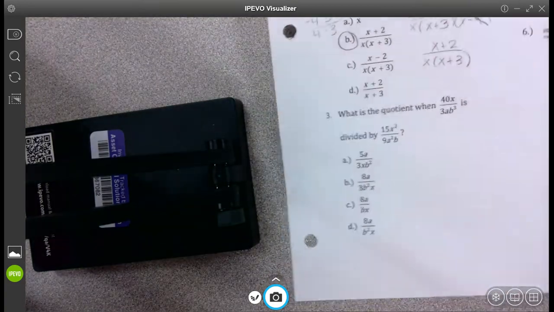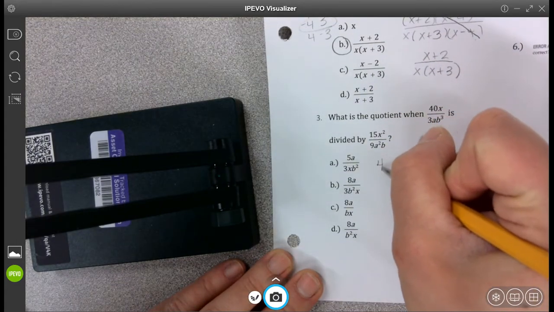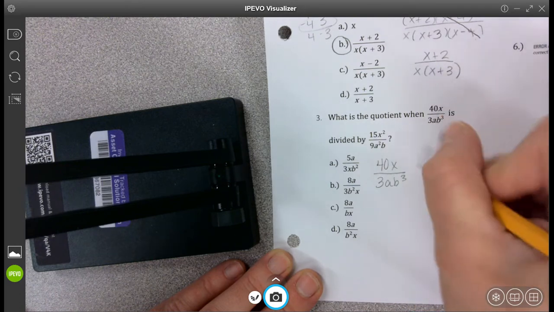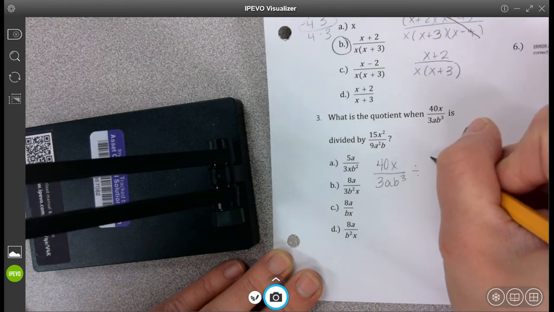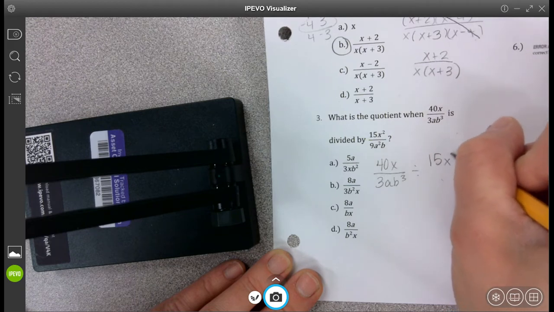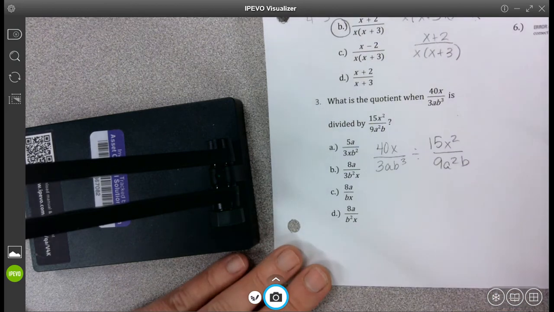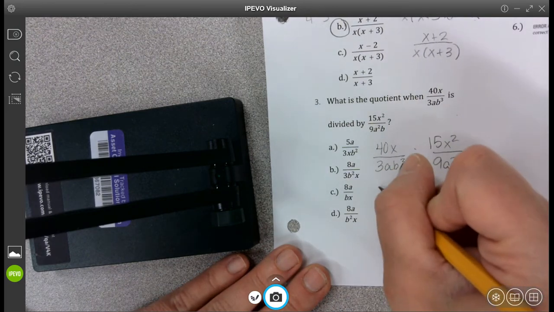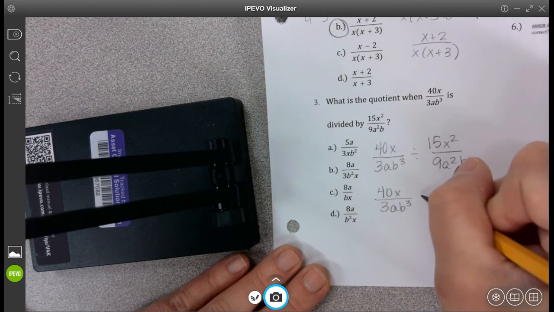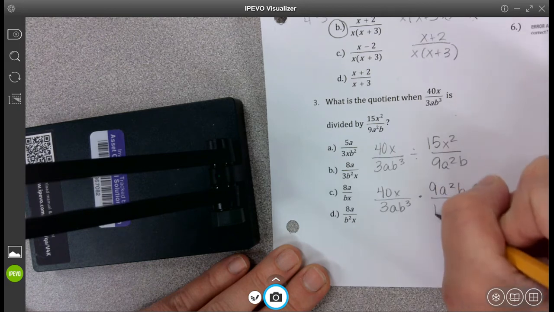Number 3, it says when the quotient, so we're talking about division. A quotient is the answer of division. So it says when 40x over 3ab cubed is divided by 15x squared over 9a squared b, what's the quotient? Well, we know that when we divide by a number, we actually are multiplying by its reciprocal. So now we can flip it. And yes, show every step.